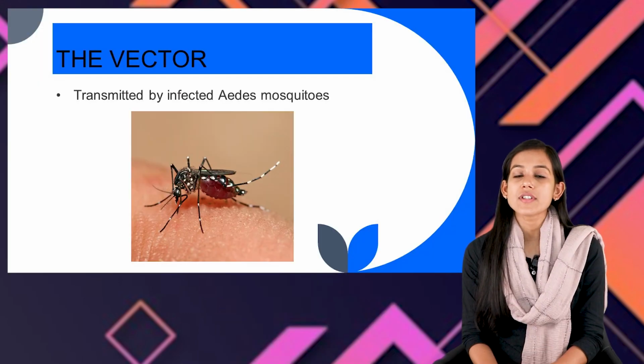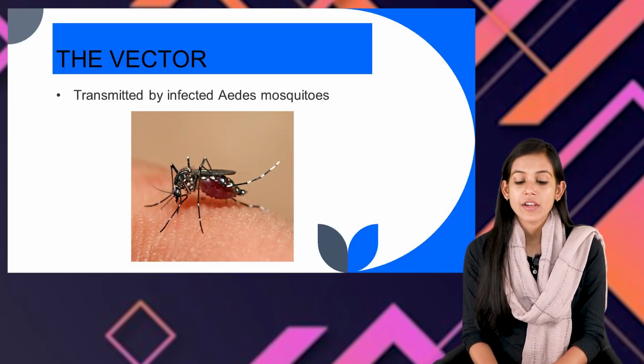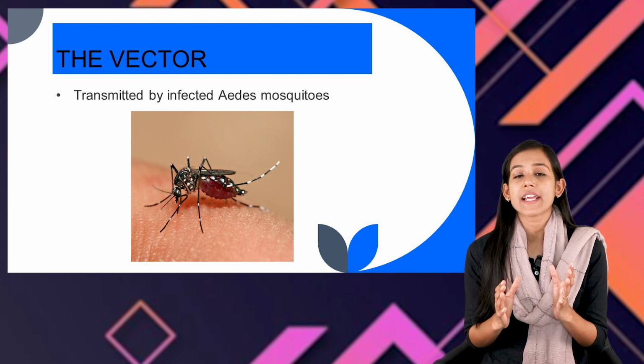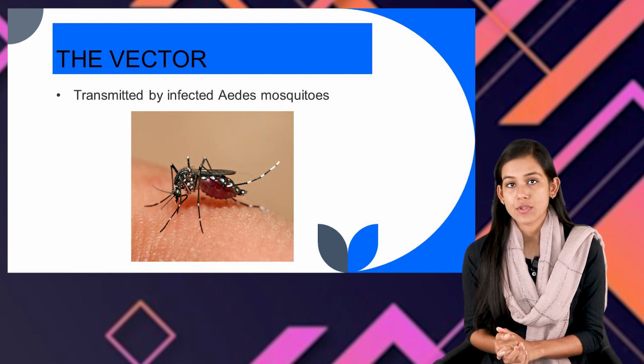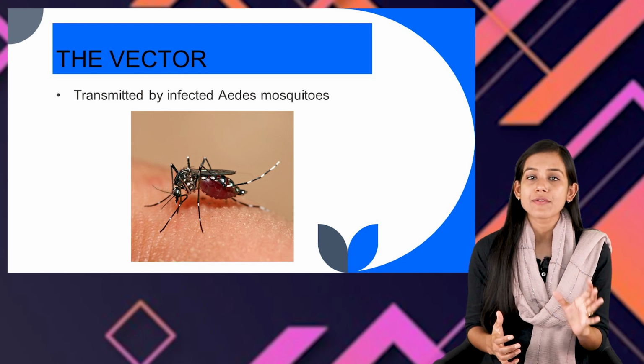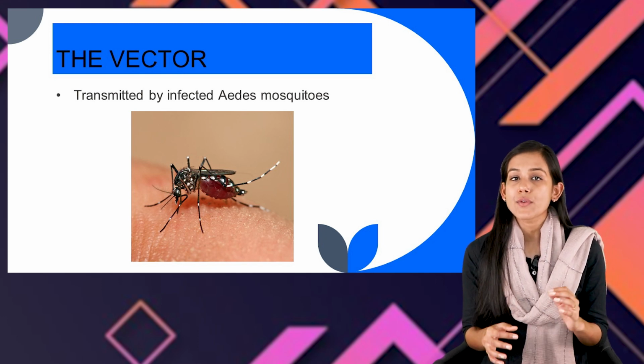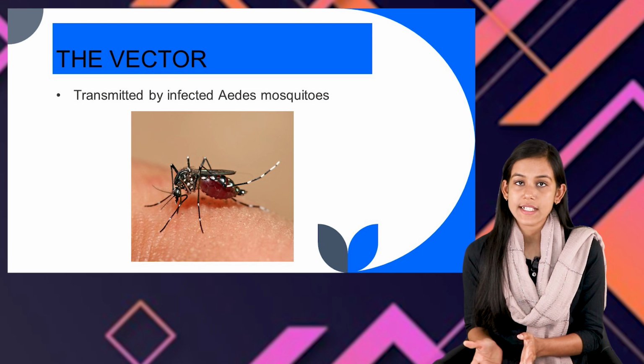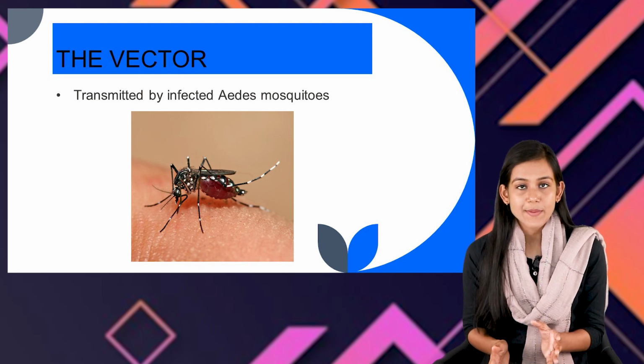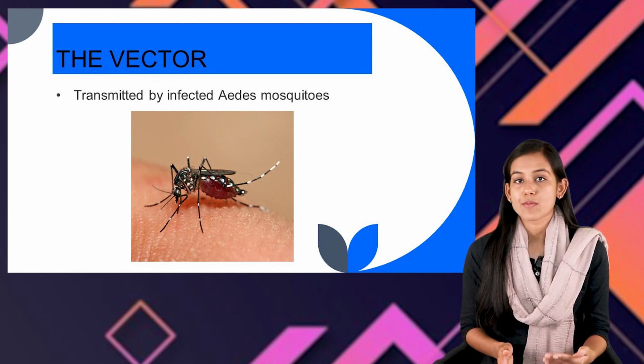Well, next let us see what the vector of this disease is. It's transmitted by infected Aedes mosquitoes. So this is very important. You have to remember which mosquito actually causes dengue. It's transmitted by infected Aedes mosquitoes.